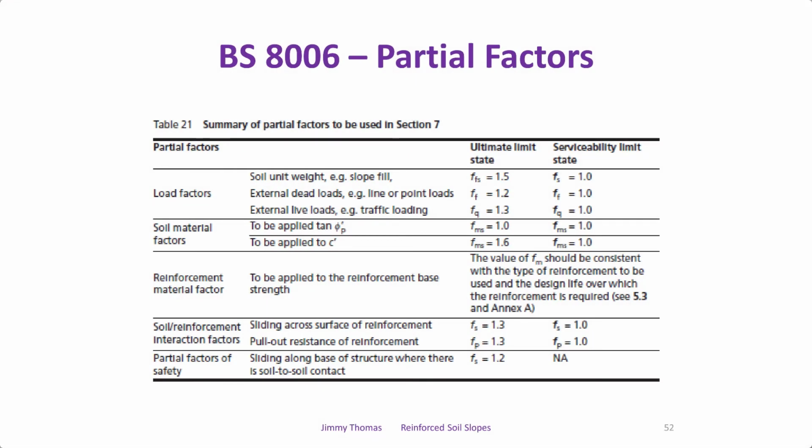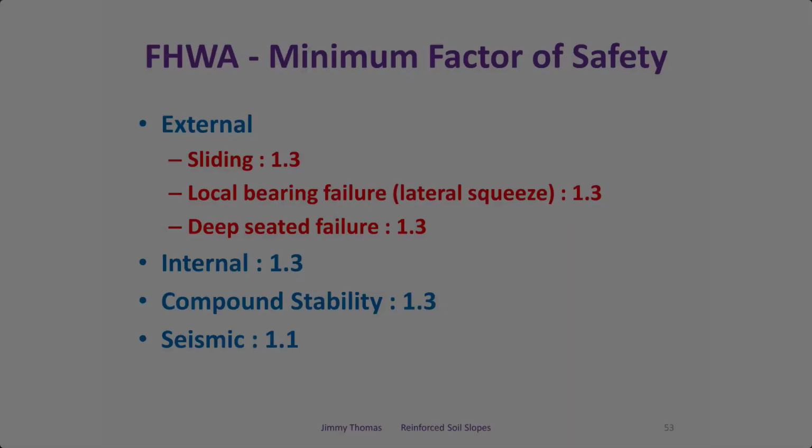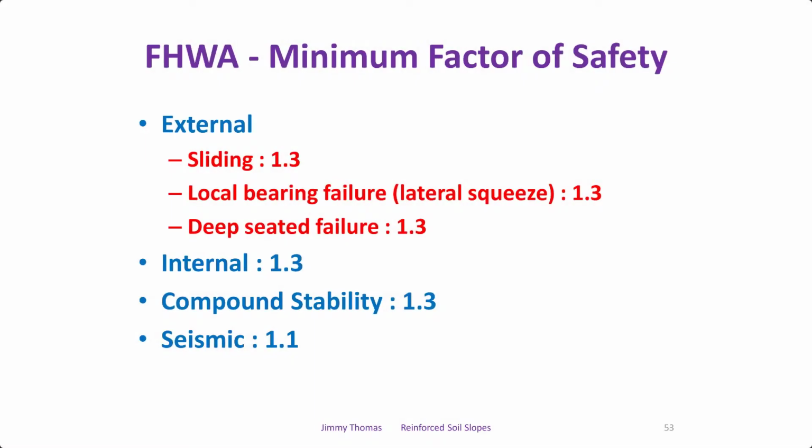Then BS has a limit state design with partial factors and material factors also. Whereas FHWA, for the walls, goes for a limit state, but for slopes it is again the normal lumped parameter approach. This is more convenient because most slope stability programs are not a limit state approach. I think it's more of a limiting equilibrium only. So it's more convenient. It prescribes the factor of safety.